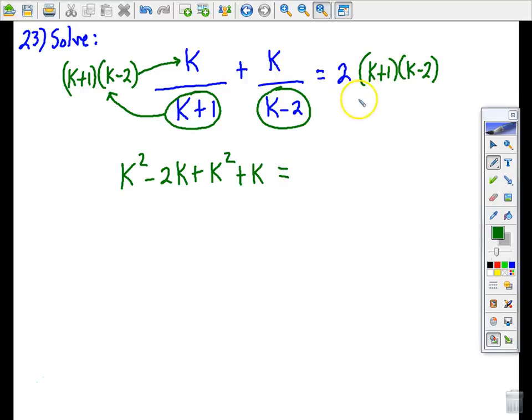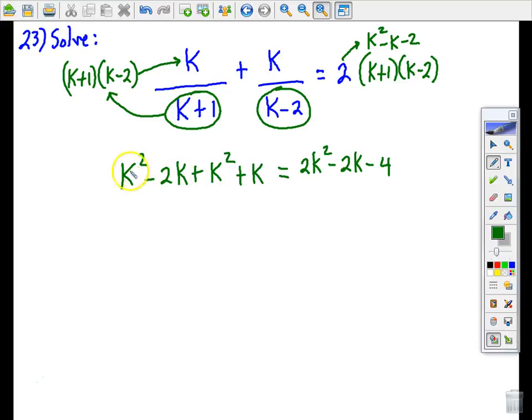Okay, on the right side, I'm just going to multiply 2 times this product. So you can either go ahead and do FOIL first and then distribute 2. Okay, I just went ahead and did the FOIL method. And now I'm going to distribute 2 to that, and I get 2k squared minus 2k minus 4. Okay, so far so good. K squared minus 2k plus 1k is minus 1. All right, so now let's work on combining like terms.